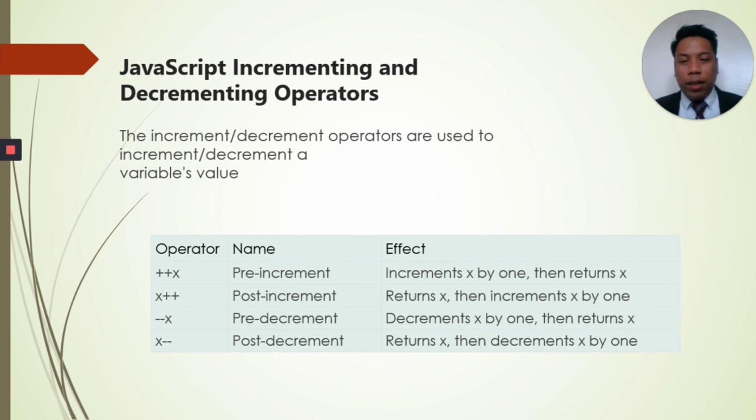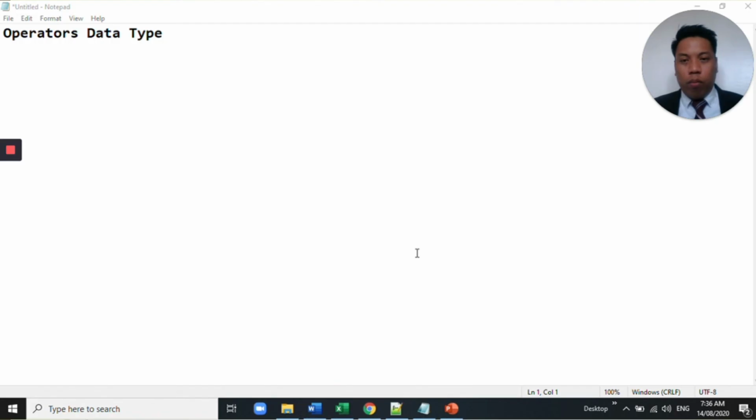From the word itself, when you say pre-increment, it increments the value of the variable by 1 first, and then it returns the value. In post-increment, it will return the value first and then do the incrementation. Okay? So let's try pre-increment and post-increment. Okay? Let's go back to the program that we have.